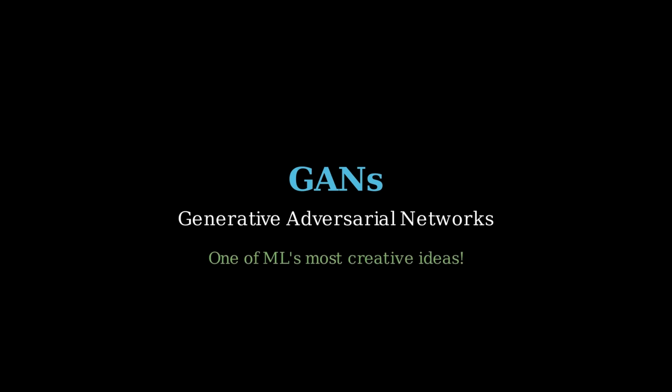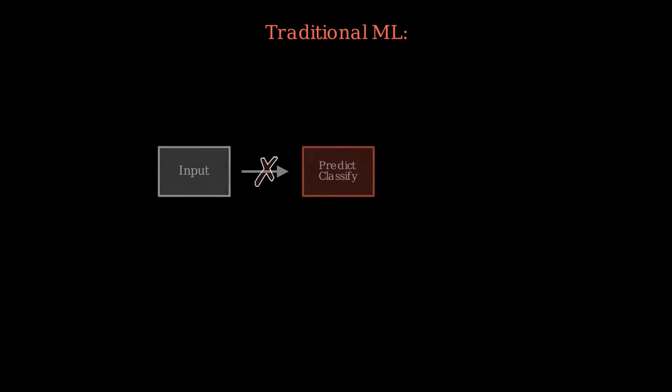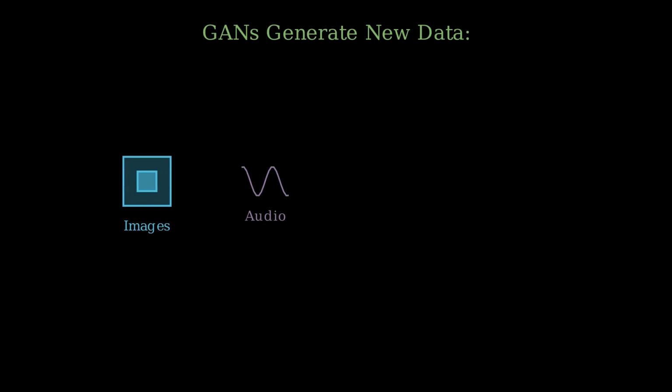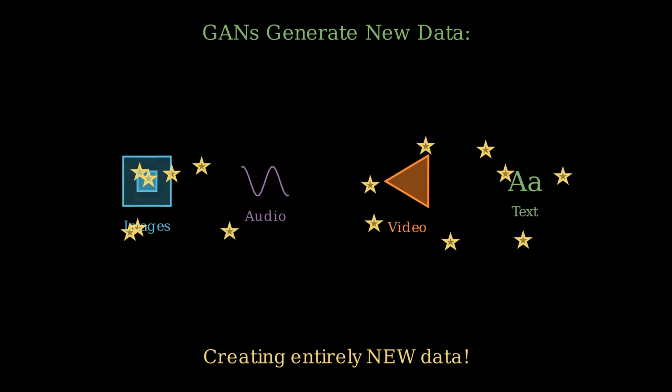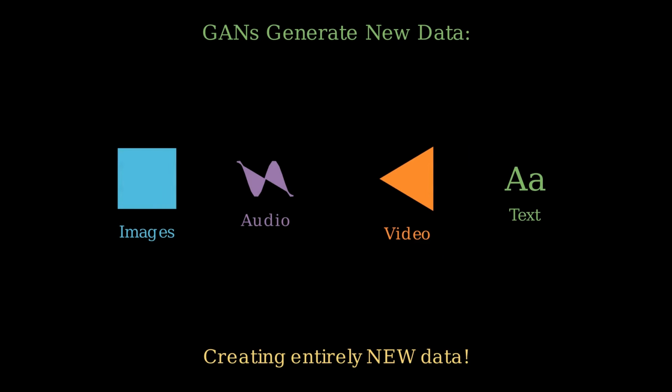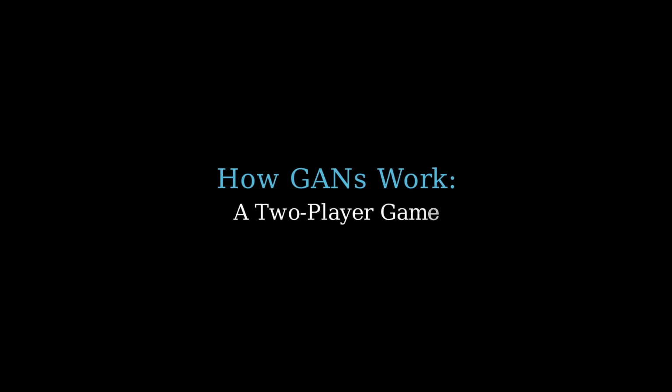Next up are generative adversarial networks, or GANs. These are one of the most creative ideas in machine learning. Instead of predicting a label or classifying an input, GANs are designed to generate entirely new data: images, audio, video, or text. The way they do this is through a two-player game between two neural networks that are essentially trying to outsmart each other. The first is called the generator.